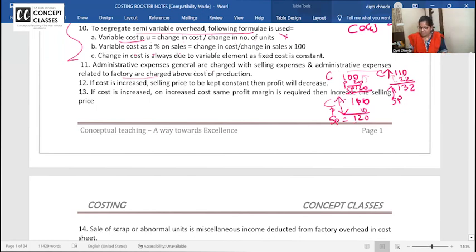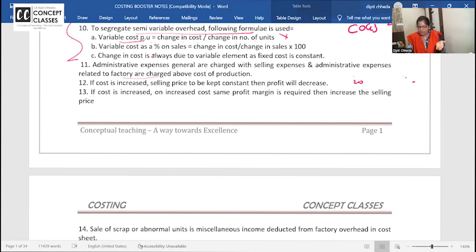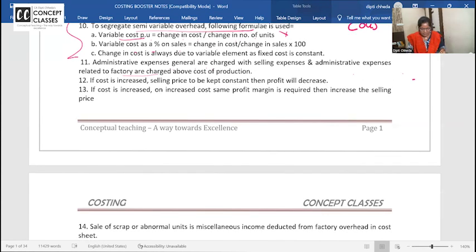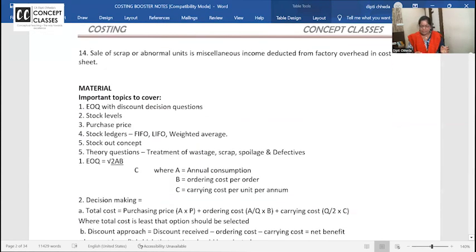If you want, pause the video, take the example, and then read and tell me, is it clear or not? If cost is increasing and selling price is constant, profit will decrease, obviously. If cost is increased and you want to earn the same profit on the increased cost, then increase the selling price. This will be helpful to you to frame some equations.